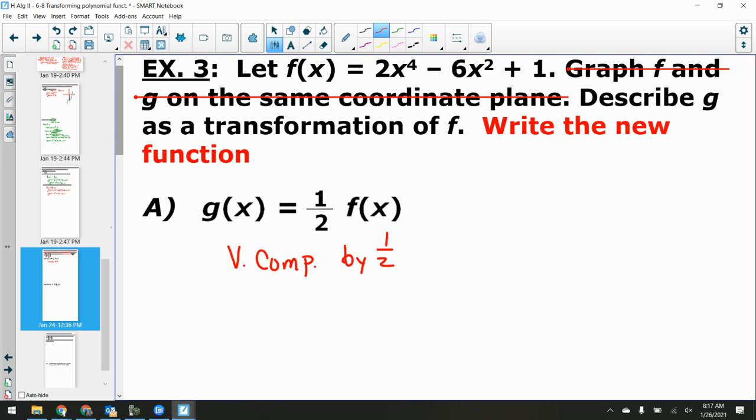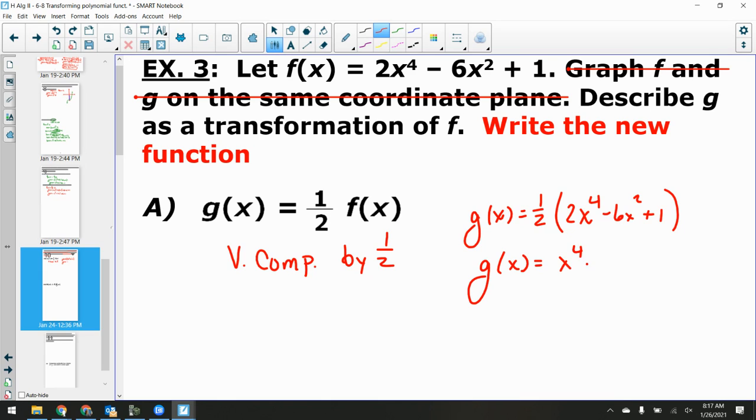And now let's actually perform the transformation. All right, so that means g of x is going to be 1/2 of the entirety of f of x, 2x to the fourth minus 6x squared plus 1. So g of x is going to be x to the fourth minus 3x squared plus 1/2.